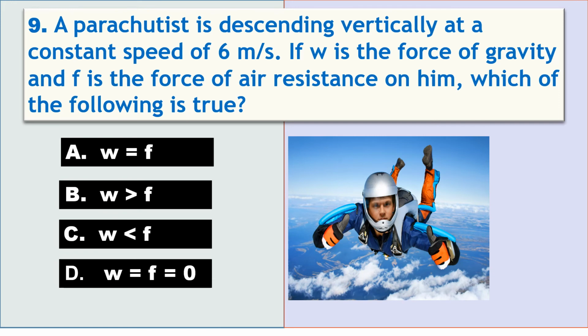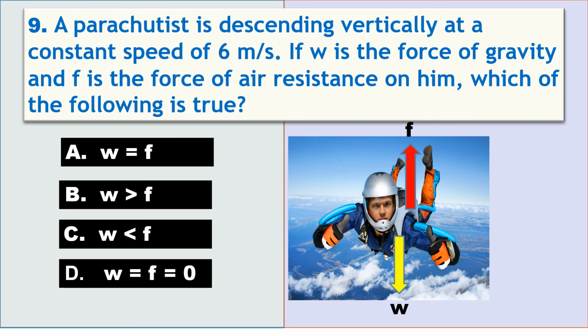Just like in the other problems we did earlier, let us identify the forces acting on the parachutist. Number 1, we have the downward force of gravity pulling on the parachutist downward. We label it as small w. And then we also have the force exerted by the air resistance trying to oppose the motion of the parachutist. It's directed upward, and that's labeled small letter f.